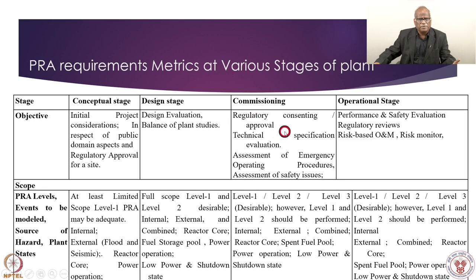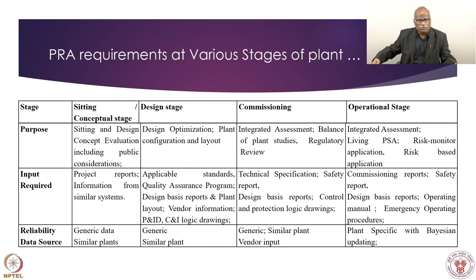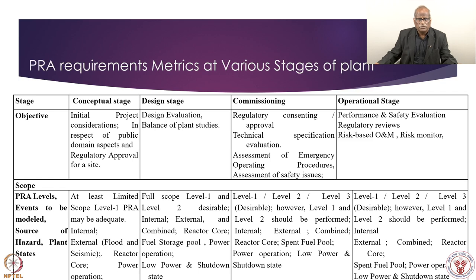Next is commissioning stage. Commissioning stage is a pre-operational stage, and here all revisions and documents, other than the peer and internal review, should be submitted to the regulator. Even here these are required, but before the plant goes into operation, the involvement of the regulator is one of the decisive factors here actually. So regulatory consenting approval, technical specification, emergency operating procedures and assessment of safety issues and all. So these are the commissioning stage reviews along with the design review and whatever commissioning reports are coming, and each report is discussed threadbare. It's quite possible that on the PRA tool they are evaluated, what is the risk potential.